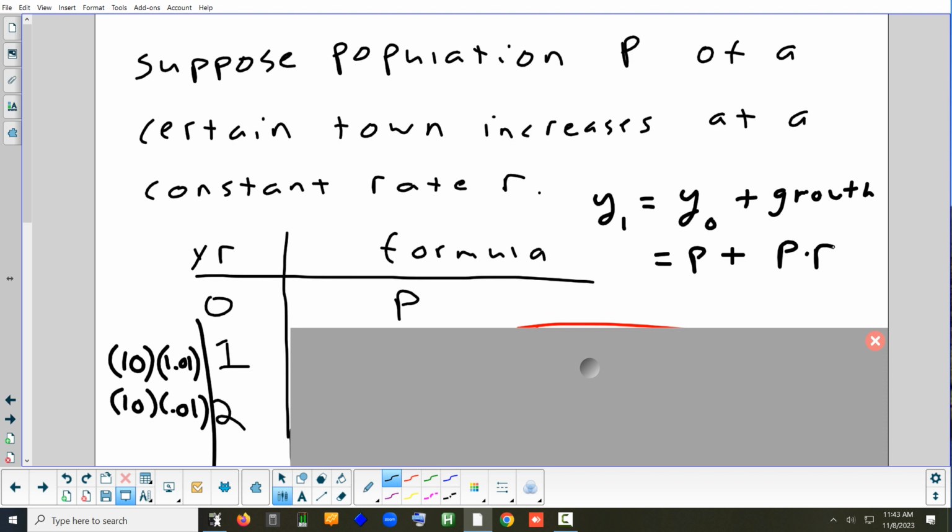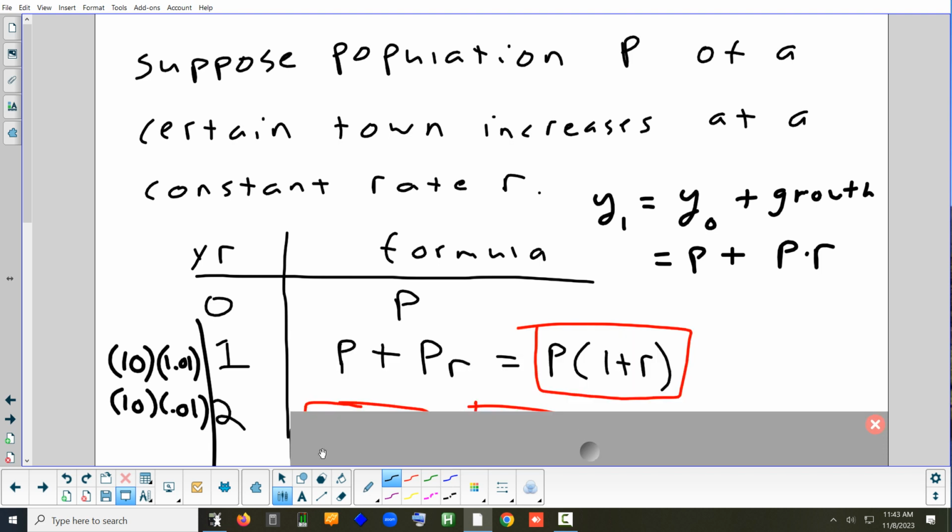Now, what's P? Or actually, do it this way. What could you factor out of that? Yeah, you could factor out a P. And if you factor out a P, you're left with P times 1 plus R. Now let's figure out our population in year 2. And then I think you'll see a pattern.